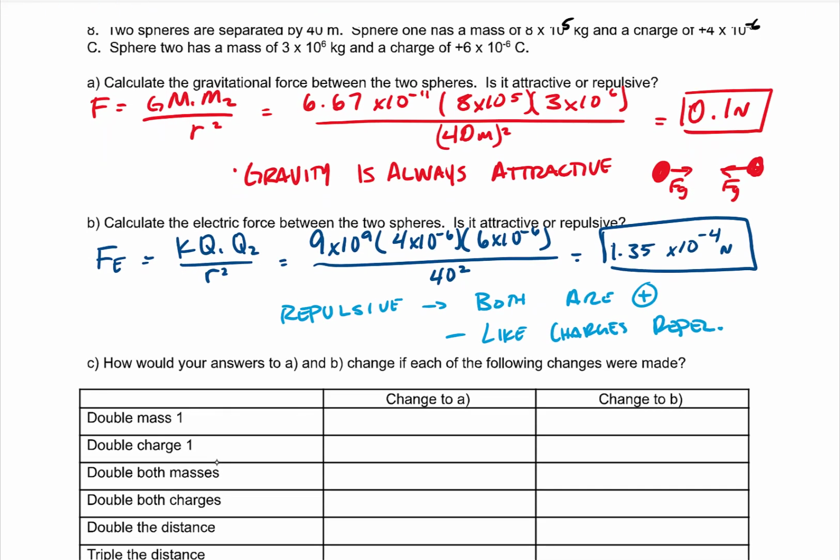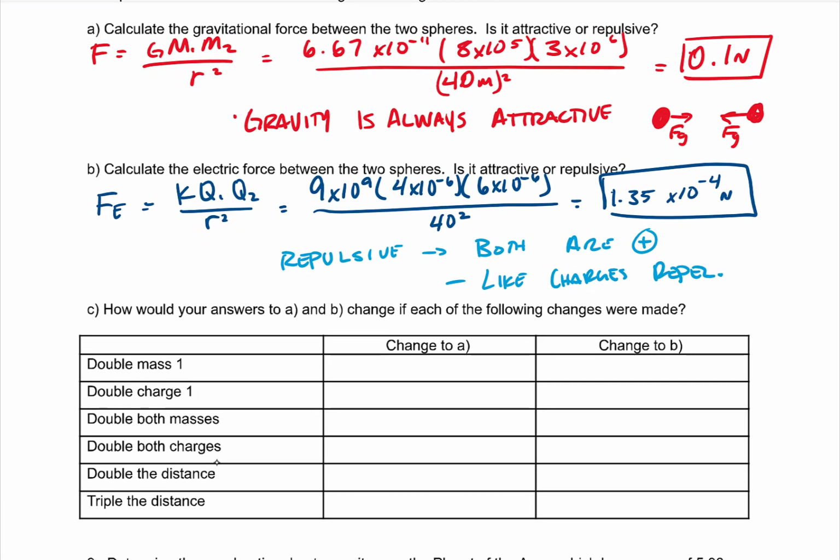How would your answers to A and B change if the following changes were made? So if I doubled mass 1, first of all, changing the mass makes no change to the electrical force. So I'm going to go through, doubling the masses makes no change to the electric force, and doubling the charges makes no change to the gravitational force.